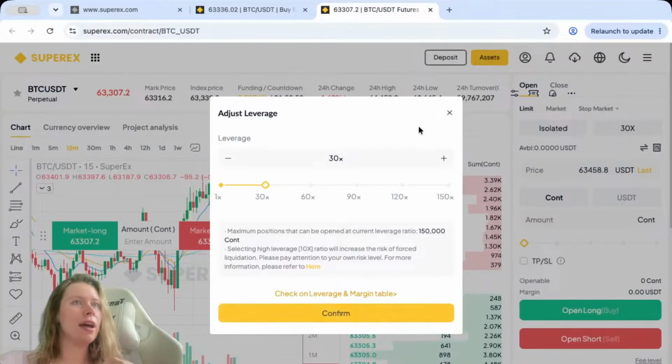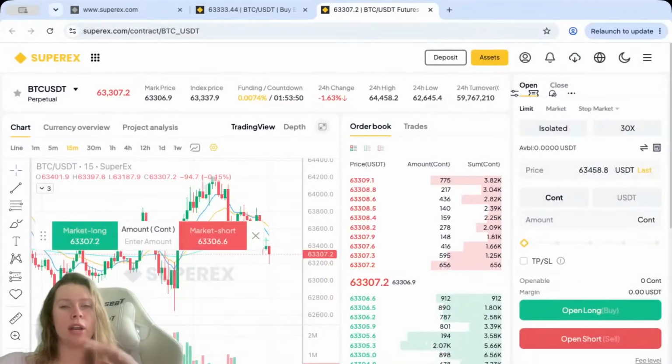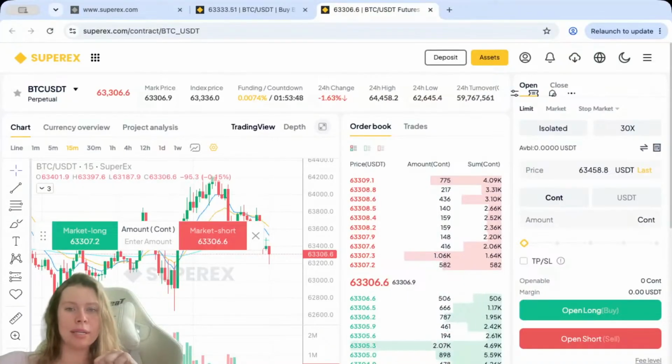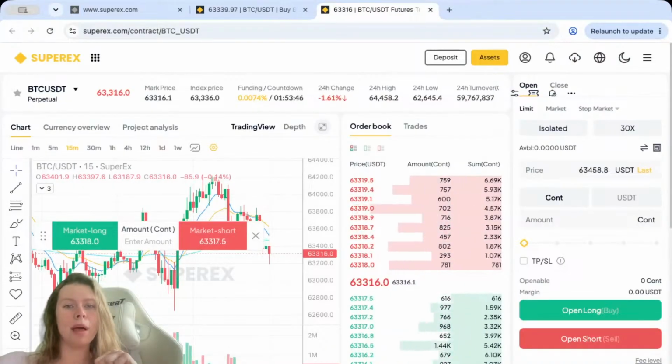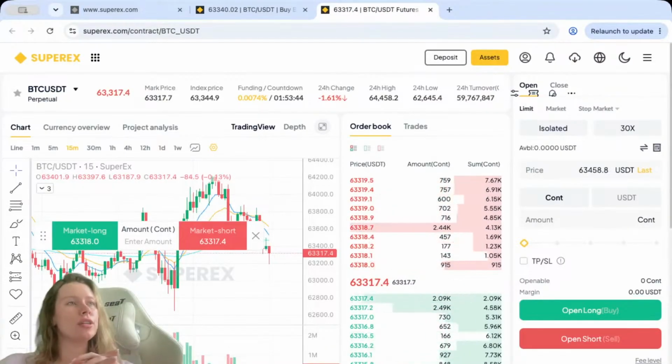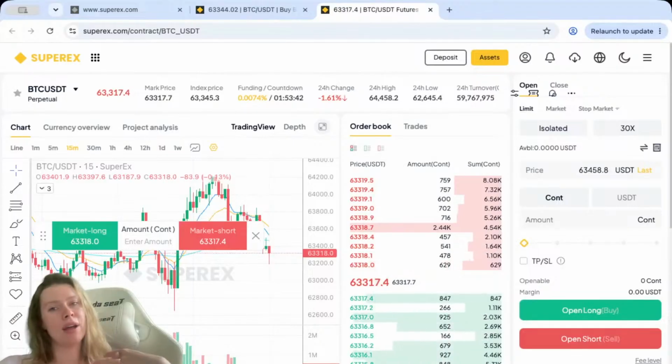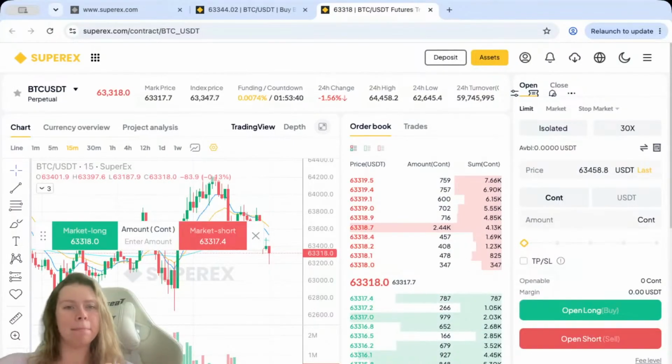Pretty much I have already clicked 30 times because I thought that was the best one for our demo today. I do want to say that when you first start off with the platform, start smaller, and then down the line we can up it a little bit.